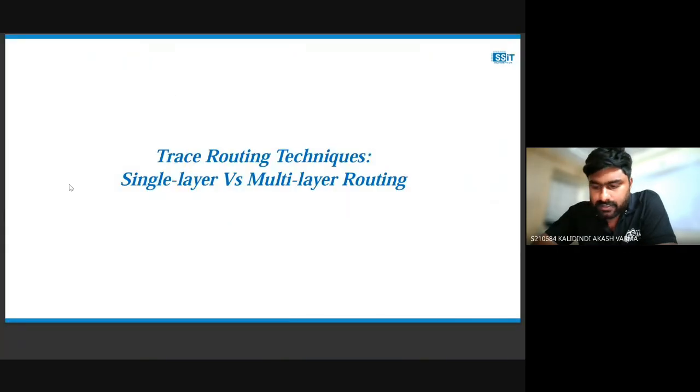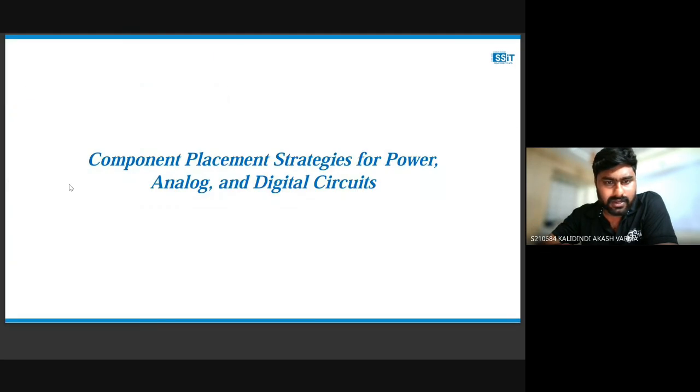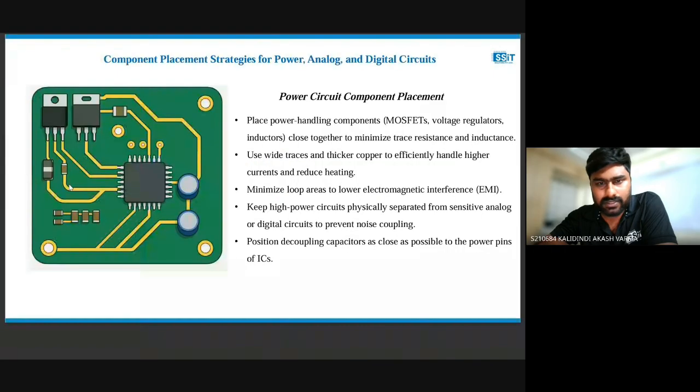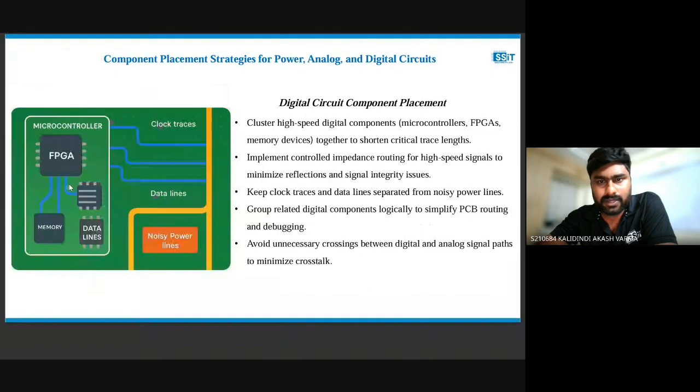So there are three particular types of signals. One is power, the second one is analog, and the third one is digital. We should maintain all the blocks as separate blocks. And coming to power, we should maintain as much distance as possible from analog and digital, because these signals are very sensitive. If we get even a small noise, the signal will be corrupted. So that's the thing about component placement.